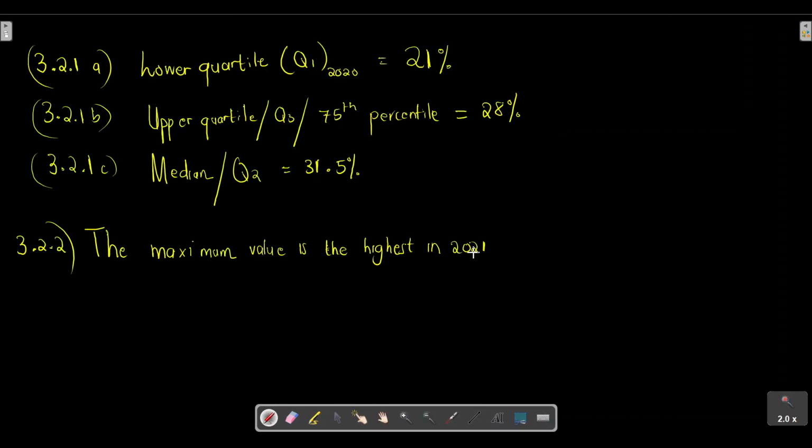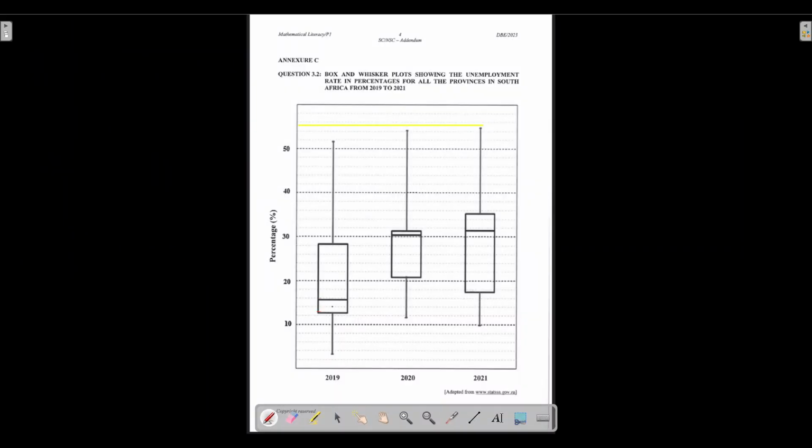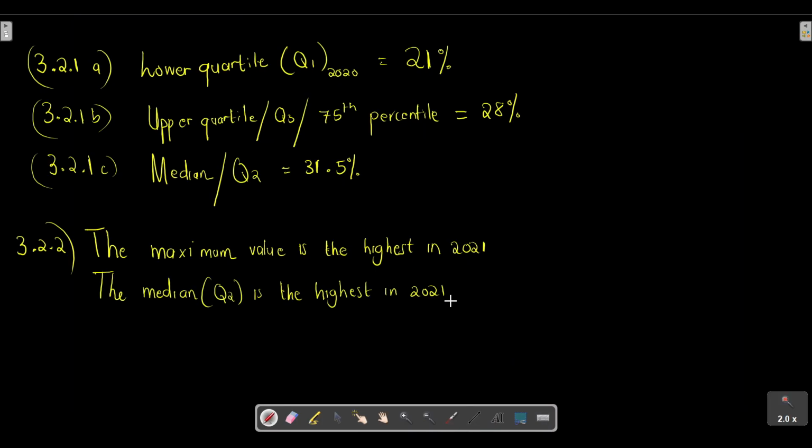That's the first reason. What other reason can we give about why we can say that the unemployment rate was the highest in 2021? You can also say that, guys, the median, your Q2, is also the highest in 2021. Your Q3 is the highest in 2021, right? So we can also give those reasons as to why we can say that the unemployment rate was at its highest in the year 2021. Those are the reasons that we can give because they just asked for two. Each reason earns you 2 marks.